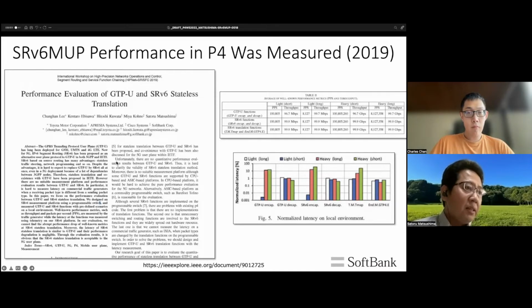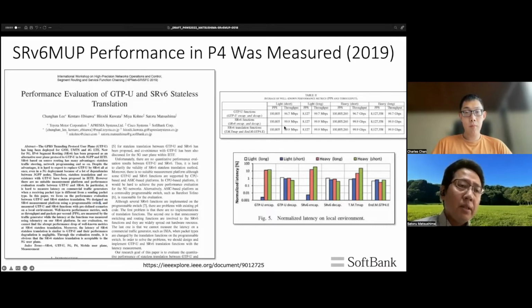This is a scientific paper accepted at an international conference in 2019. My co-authors and I wrote this paper with the measured performance in throughput and latency, which you can see on the right-hand side. In throughput, you can see the SRv6 translation function performance here, this line.